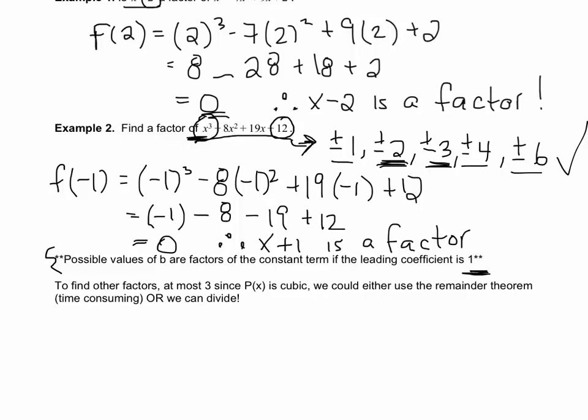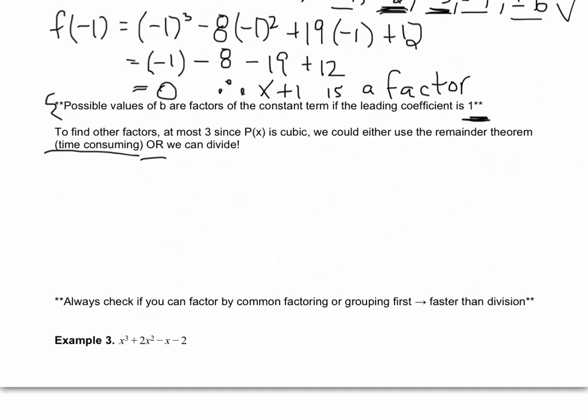To find other factors, at most 3 since p of x is cubic, we could either use the remainder theorem, which is time-consuming, or we could do long division. Let's do our long division then. So we know x plus 1 is a factor. We're dividing our polynomial, x cubed plus 8x squared plus 19x plus 12.